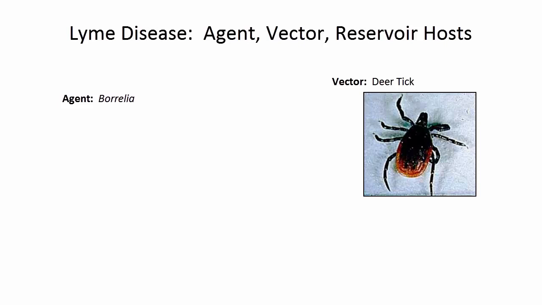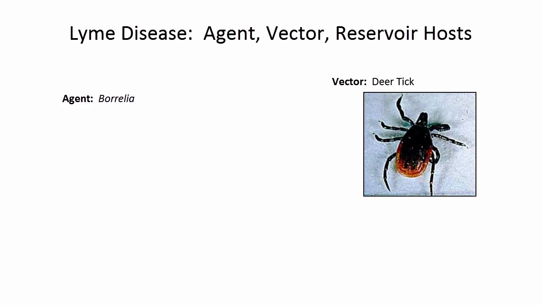Lyme disease: agent, vector, and reservoir host. For transmission, Lyme disease requires an agent, a vector, and a reservoir host. The agent of Lyme disease is the Borrelia pathogen. Initially, Borrelia may cause skin irritation, followed by long-term neurological problems. The deer tick is the most common vector of Lyme disease in the Northeast.